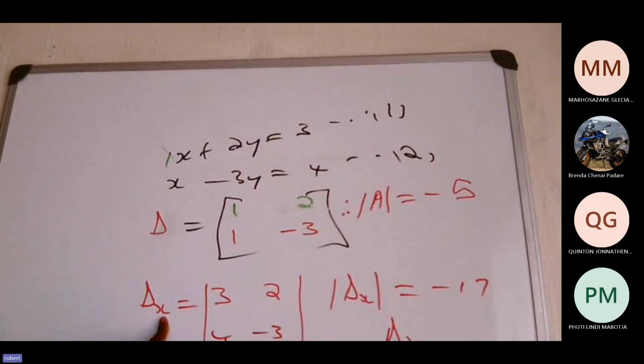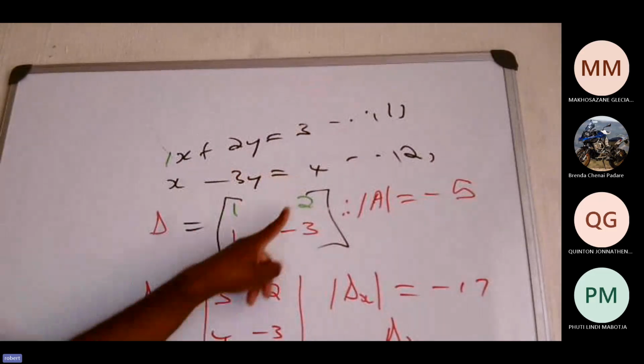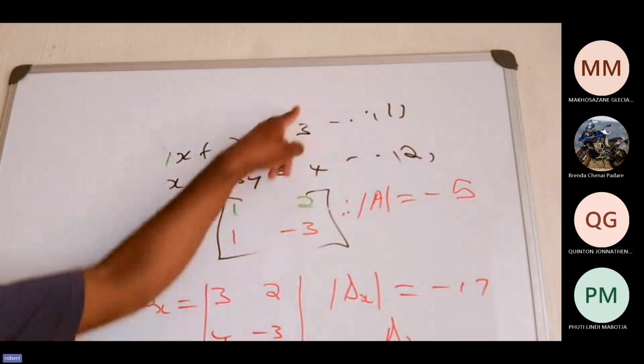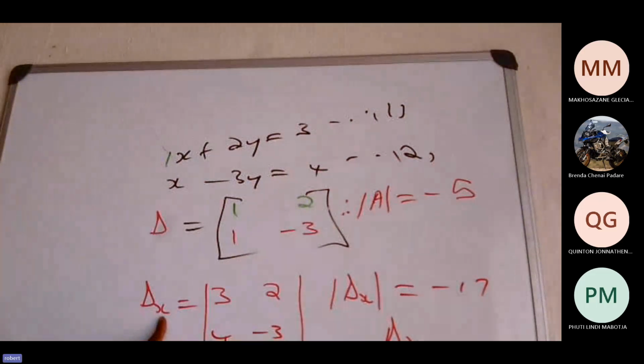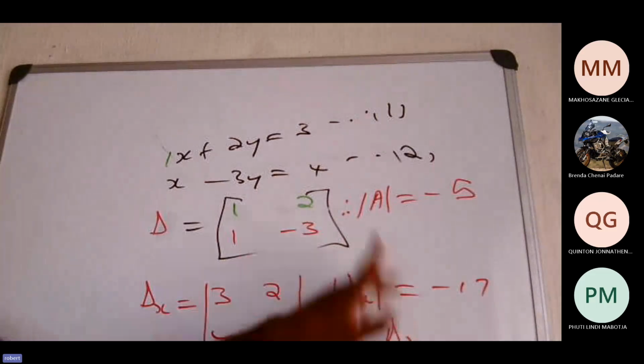Here you will now be finding dy, meaning you come here to d. Now you replace the numerical coefficient of y, which is 2 and minus 3, by the constants on the right side. Then you get the determinant dy. From there, y will be dy divided by d, then you get the answer.